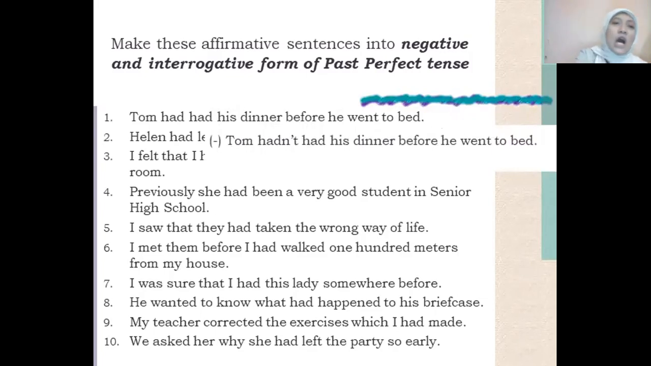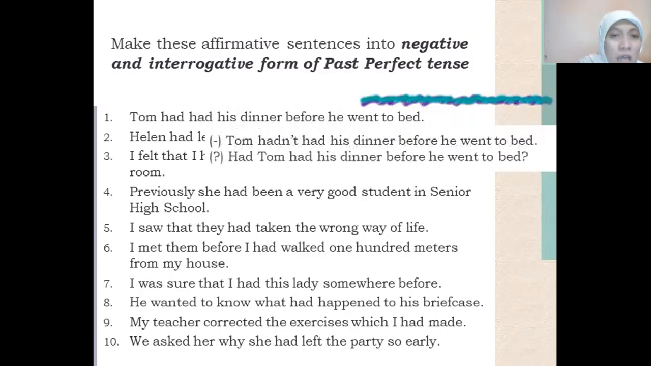Very good. How about the interrogative? The formula is had and then subject and then verb 3. So the interrogative form of past perfect tense for this sentence is, had Tom had his dinner before he went to bed? Yes, that's right. You can try number 2 until number 10 later on.